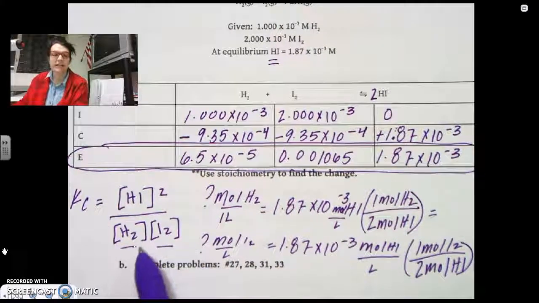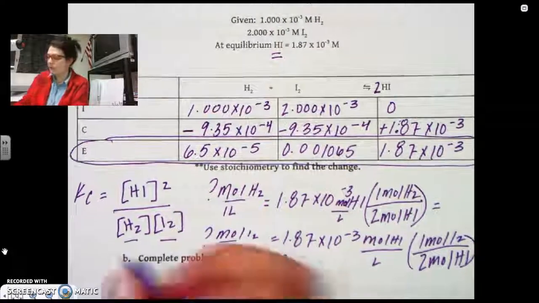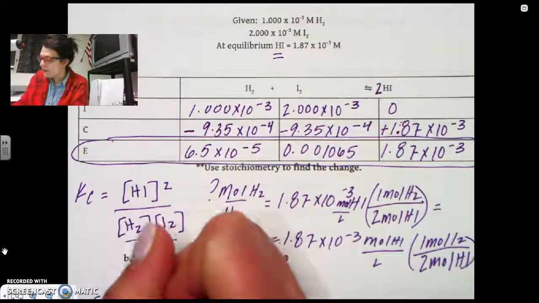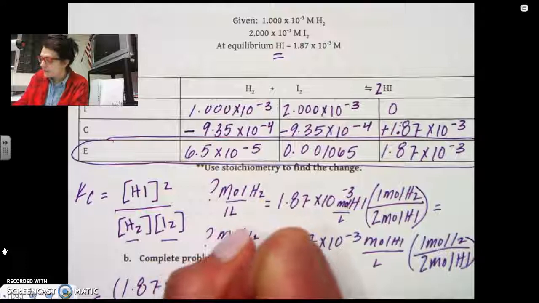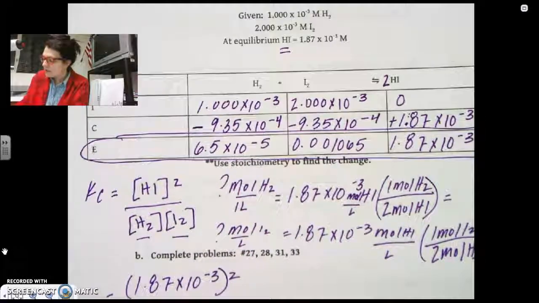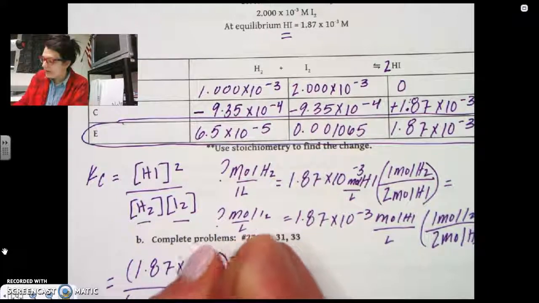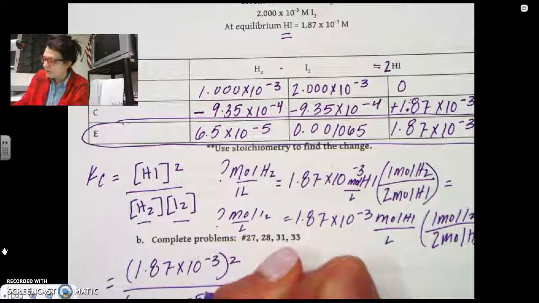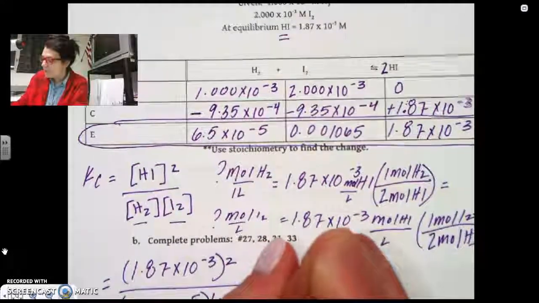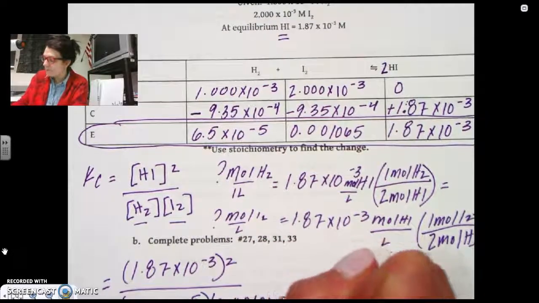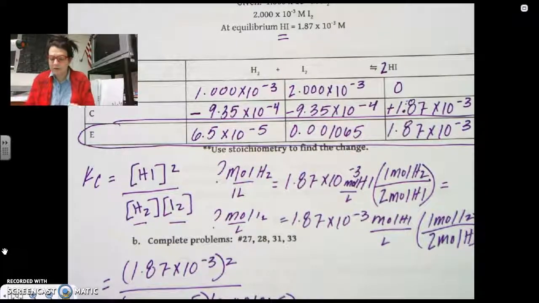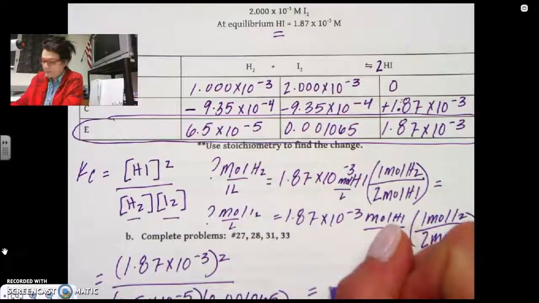So now that I have all of the values of each substance for this chemical equation at equilibrium, I can plug it into Kc and solve for the equilibrium constant. So what I would do is I will say 1.87 times 10 to the negative third squared divided by 6.5 times 10 to the negative fifth times 0.001065. And then I plug that into my calculator.